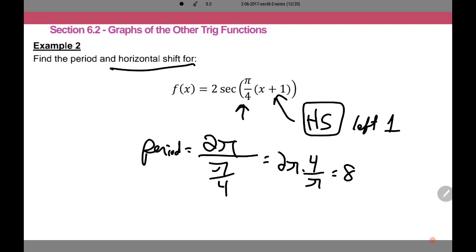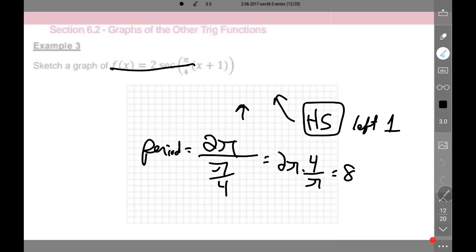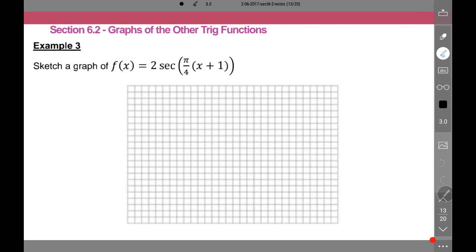So again, these look just like what we did before, except with different functions. So you read the information pretty much the same way. If it's tangent or cotangent, you've got to remember the period is a little different. It's pi instead of 2 pi.